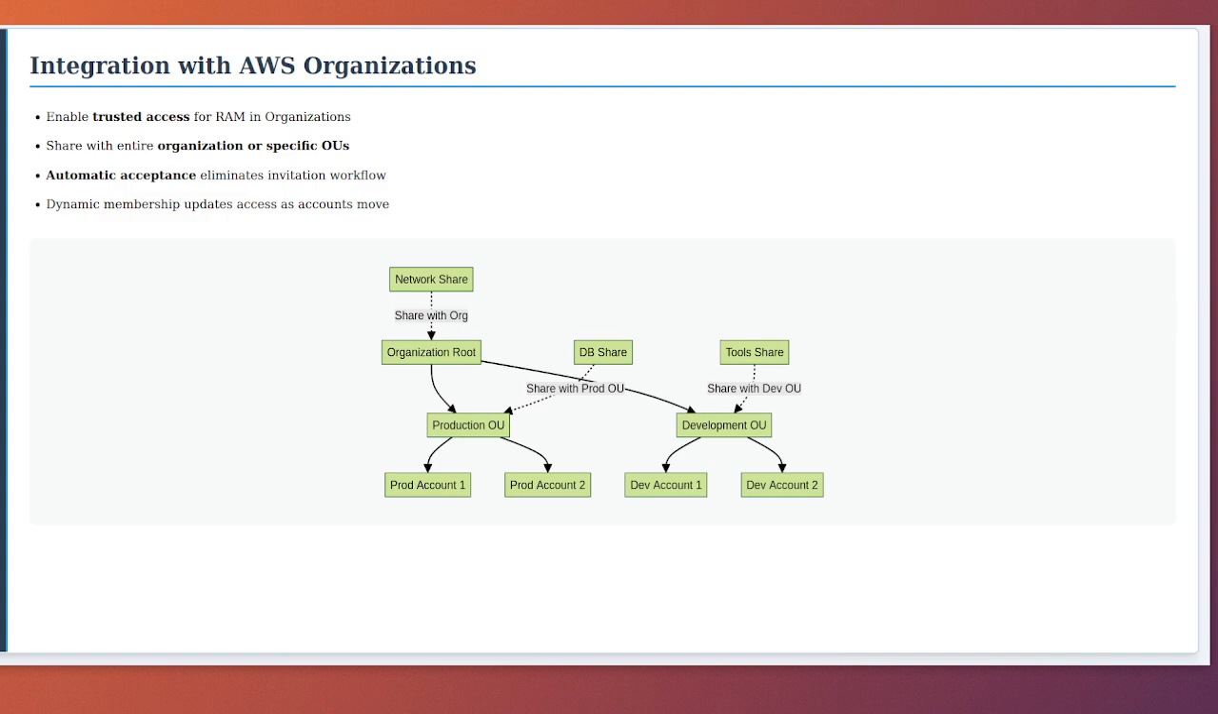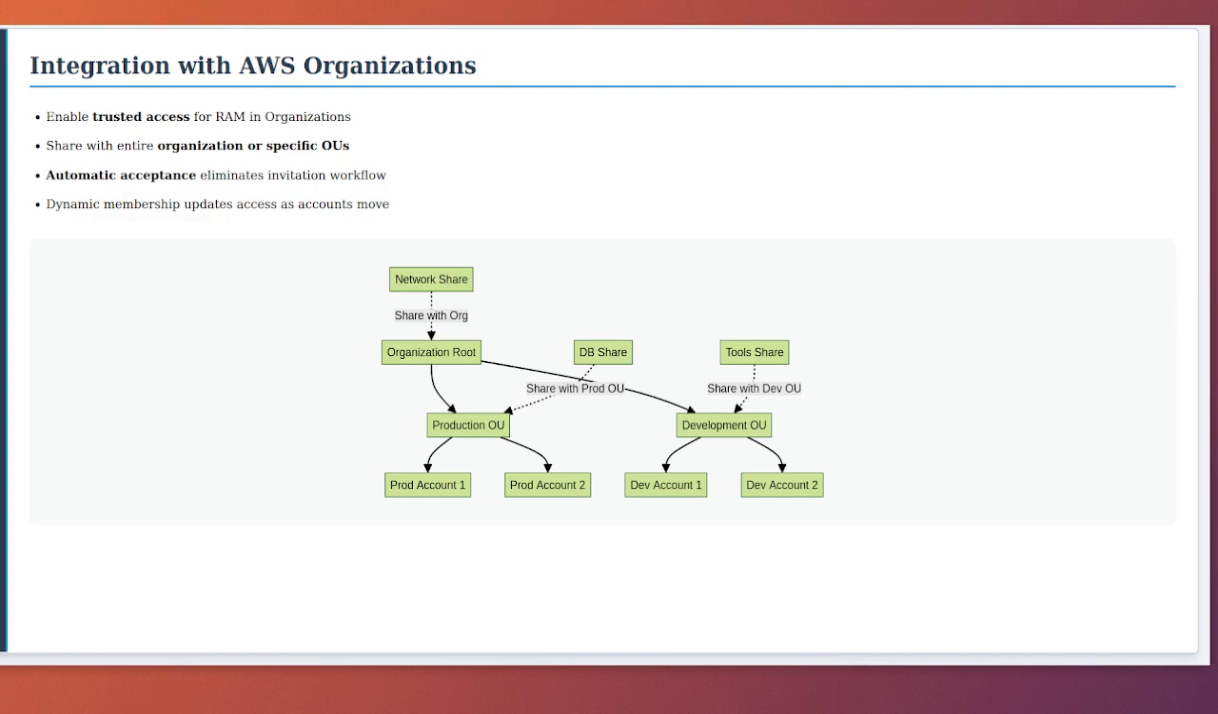You can share resources at different levels of your organization hierarchy. You can share with the entire organization, meaning all accounts in the organization will have access. You can share with specific organizational units, or OUs, targeting only accounts within those OUs. Or you can share with specific accounts within the organization. When you share with an OU, any new accounts added to that OU automatically gain access to the shared resources. Similarly, if an account is moved out of an OU, it loses access to resources shared with that OU. This dynamic membership makes it easy to manage access as your organization evolves.